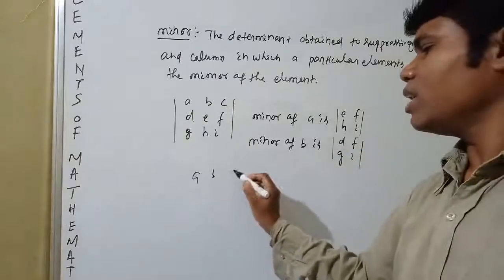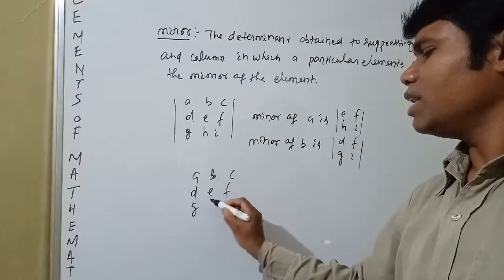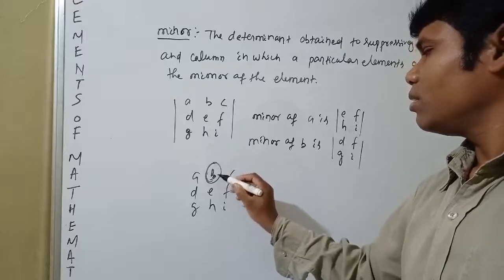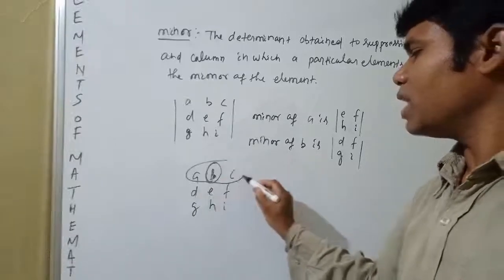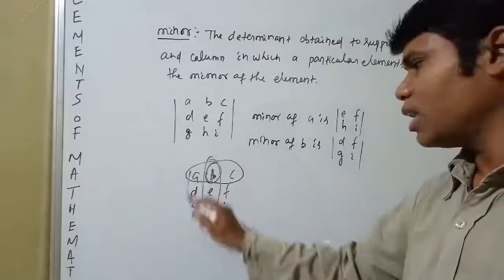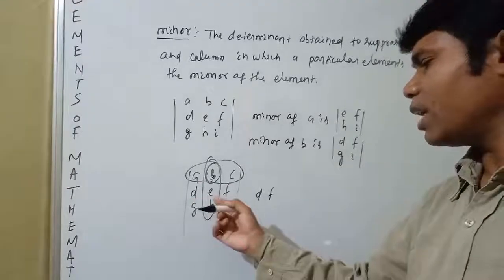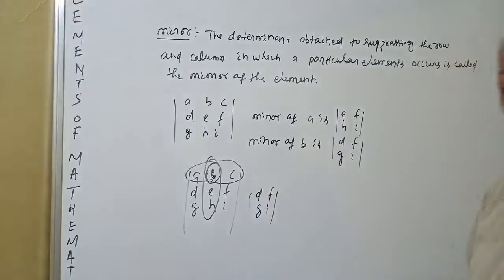A, B, C, D, E, F, G, H, I given. We need to know the minor of B. That means we suppress this row and this column. The rest of the elements are D, F, and G, I. This is the minor of B.